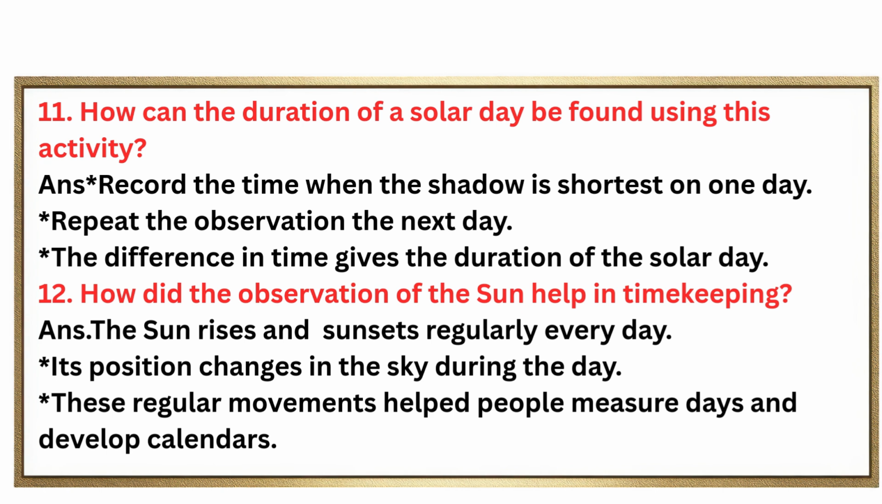Question number 11. How can the duration of solar day be found using this activity? Answer. Record the time when the shadow is shortest on one day. Repeat the observation the next day. The difference in time gives the duration of the solar day.